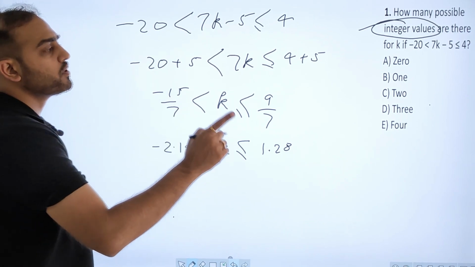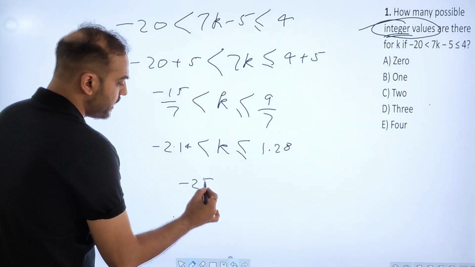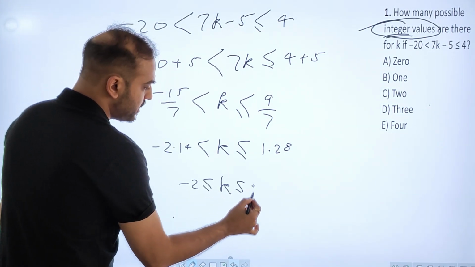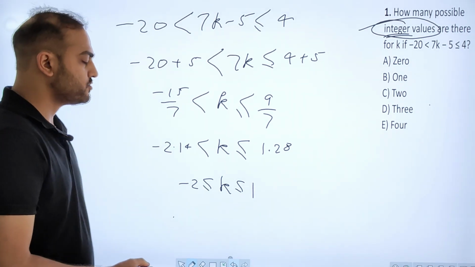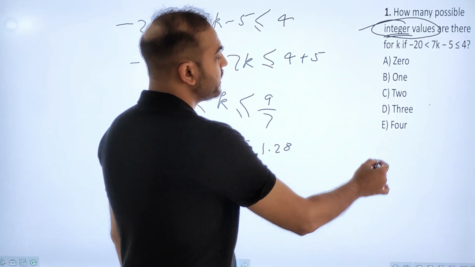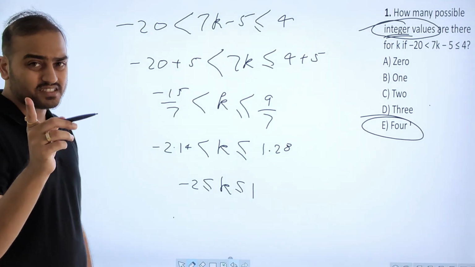Now again, remember, what do we want? We want integer values of k. So k is an integer between -2 and 1. How many values are there? 4. Do not forget 0.